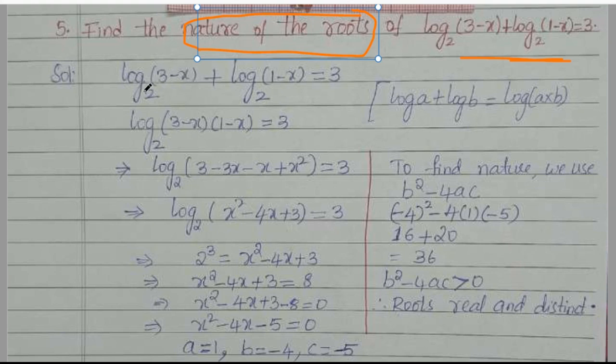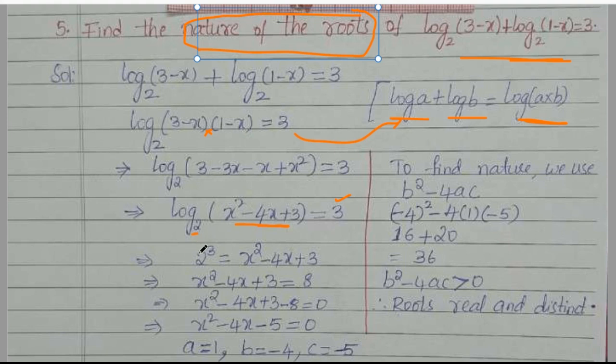So let's see how to do it. So log 3 minus x plus log 1 minus x, this is in the form of log a plus log b, which is log a into b. So log 3 minus x plus log 1 minus x becomes log 3 minus x into 1 minus x based on this formula. So if we multiply the two binomials, we get x square minus 4x plus 3, with base 2. Right hand side 3 I am keeping as it is.